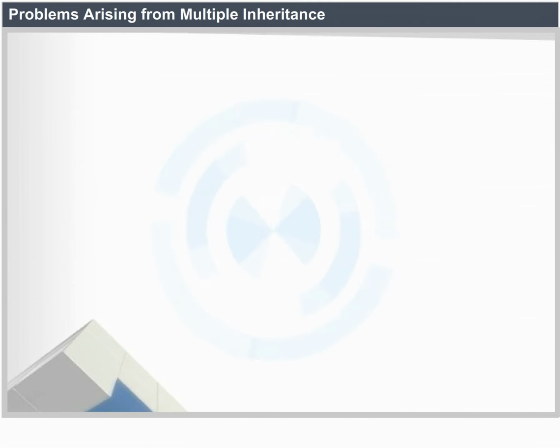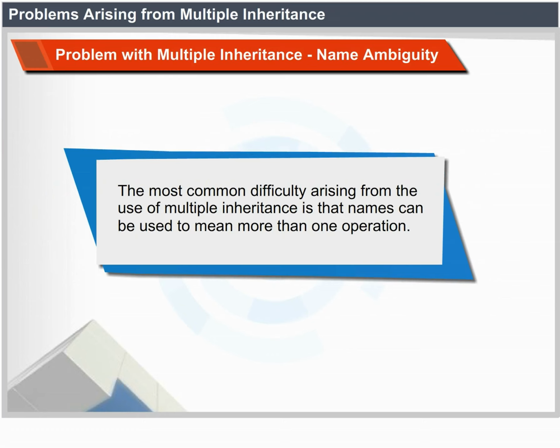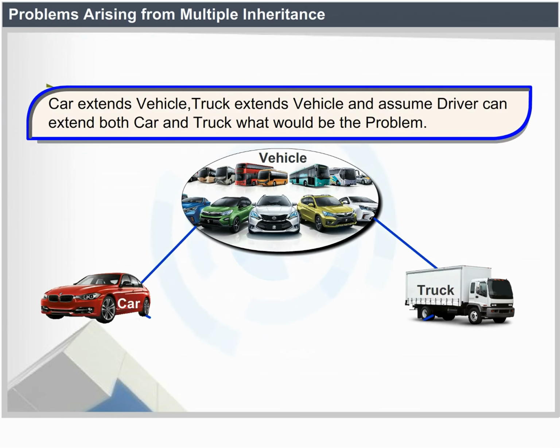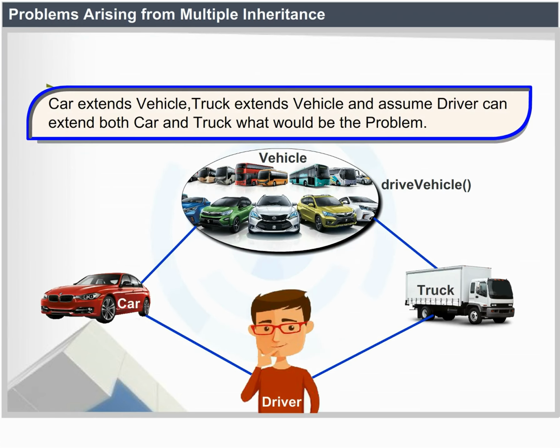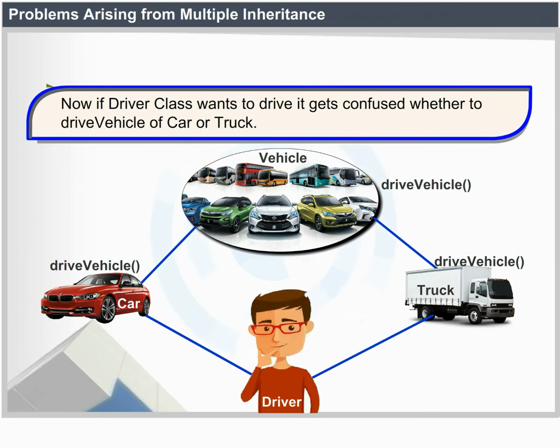Problems arising from multiple inheritance. Problem with multiple inheritance: name ambiguity. The most common difficulty arising from the use of multiple inheritance is that names can be used to mean more than one operation. Car extends Vehicle, Truck extends Vehicle, and assume Driver extends both Car and Truck. What would be the problem? Consider that both Car and Truck have the same method driveVehicle. Now if the Driver class wants to drive, it gets confused whether to use the driveVehicle of Car or Truck.